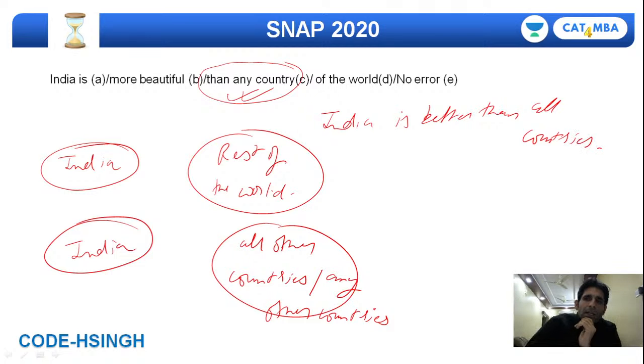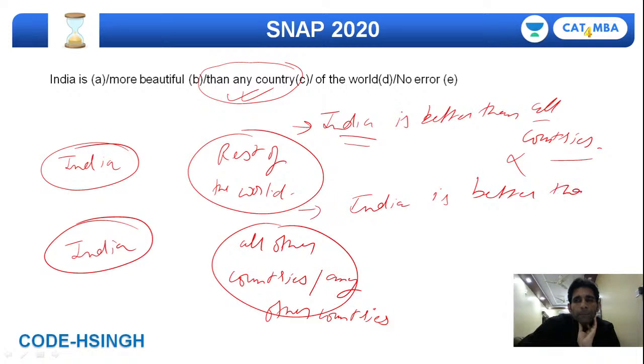तो एक माइंड में क्वेश्चन आएगा कि यार एक चीज बताओ, ऑल कंट्रीज में तो इंडिया खुद भी आ गया. ठीक है, so you have to exclude India, right? Because you are comparing two things. You are comparing India and rest of the world. अभी एक चीज यहाँ पे गड़बड़ हो रही है, ऑल कंट्रीज इंक्लूड इंडिया. Okay, so what do I do? Use other as an adjective. Simply say India is better than all other countries.